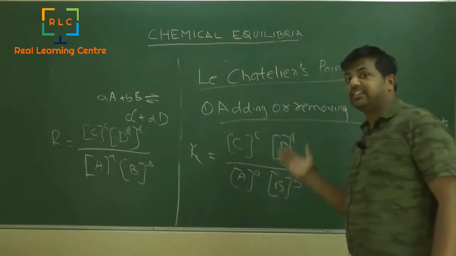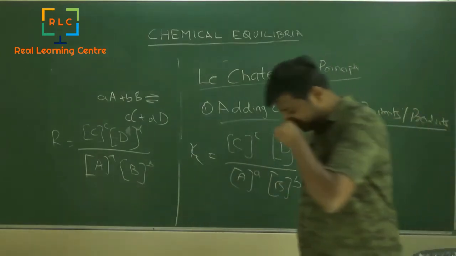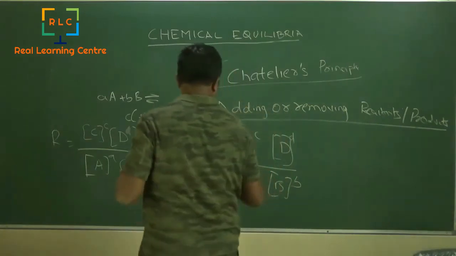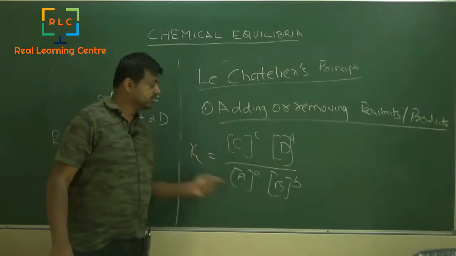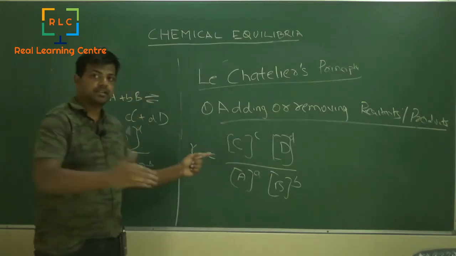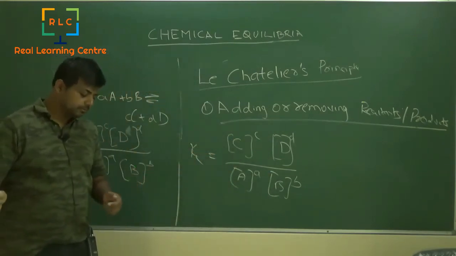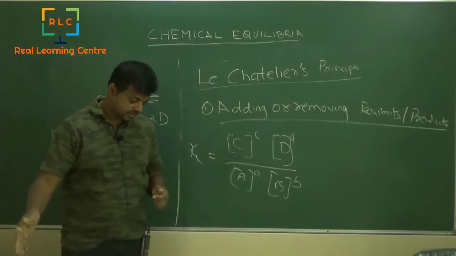That means more of PCl3 and Cl2 will combine to form PCl5. Similarly, if we remove reactants, that means reducing this, so overall this will increase. That means it will tend to reach the equilibrium constant easier or faster.